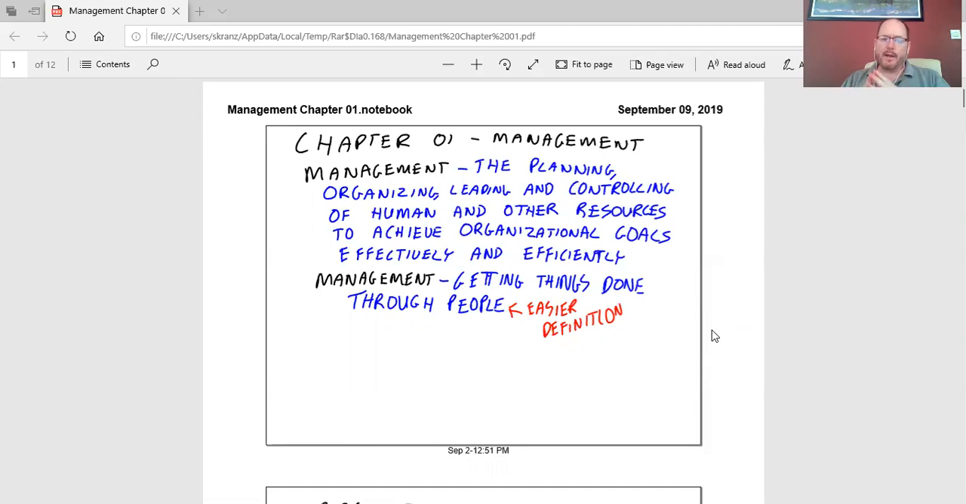Chapter 1 is all about management, the planning, organizing, leading, and controlling of human and other resources to achieve organizational goals effectively and efficiently. It is an incredibly long definition, and every word in there has meaning, as I covered in class. But the easier definition of management is that management is getting things done through people.